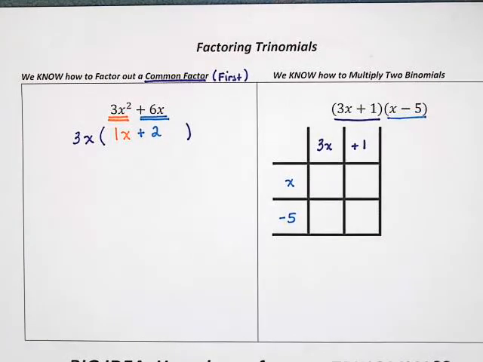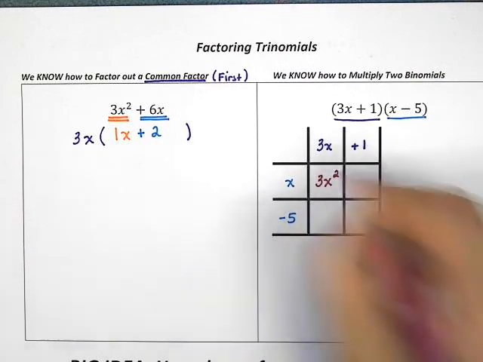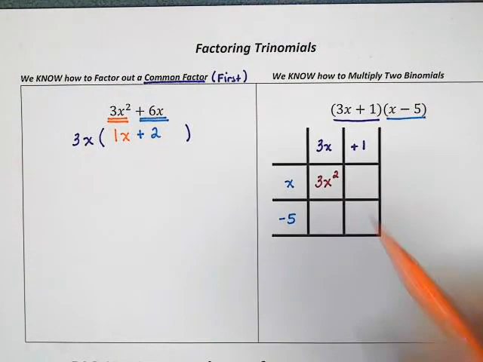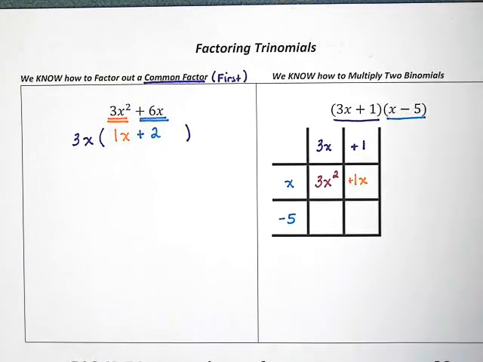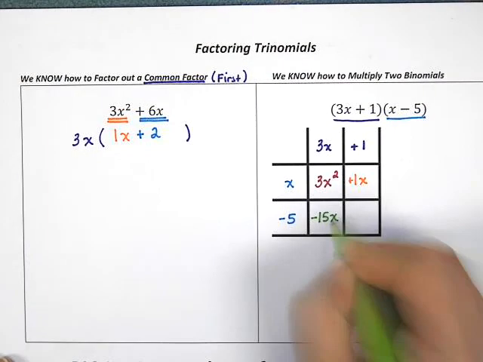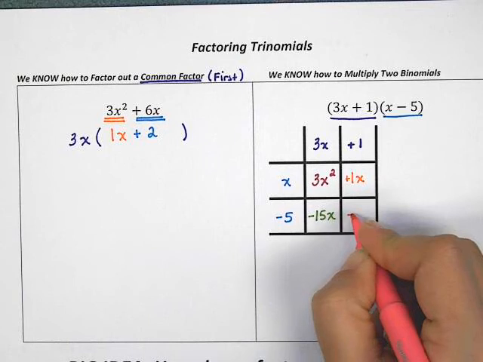So if I multiply, 3x times x would give me 3x squared. 1 times x would give me positive 1x. 3x times negative 5 would give me negative 15x. And 1 times negative 5 would give me negative 5.